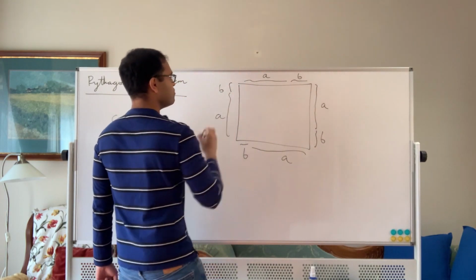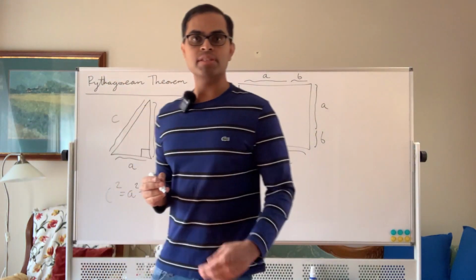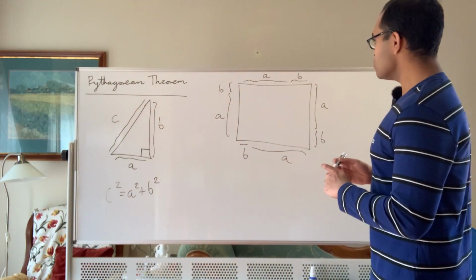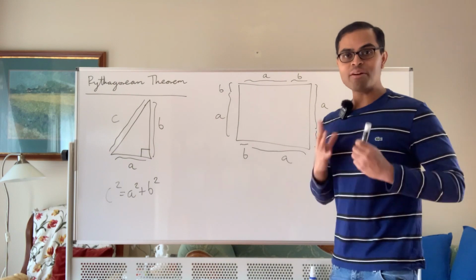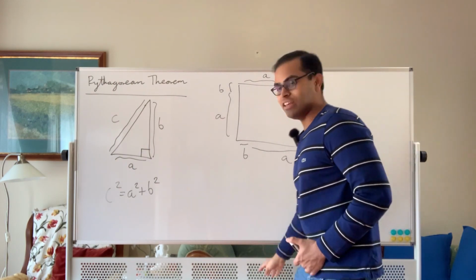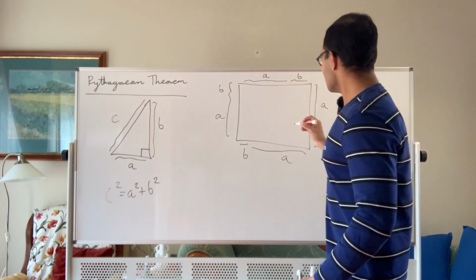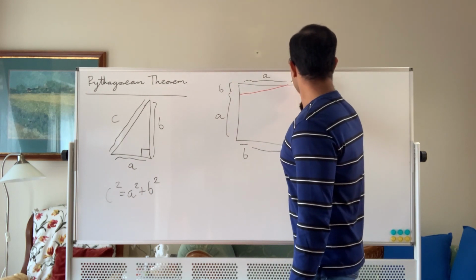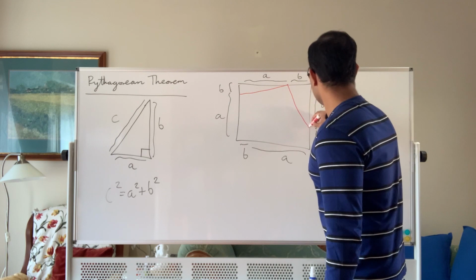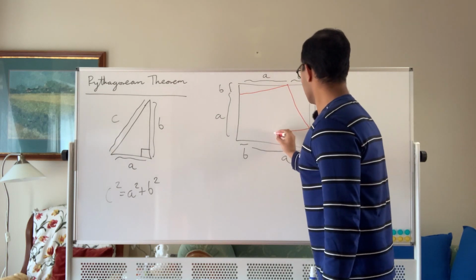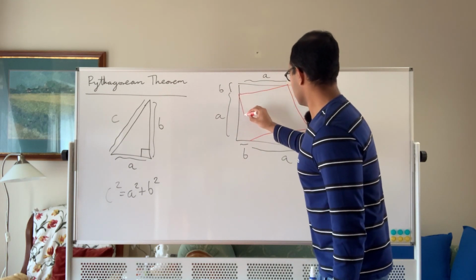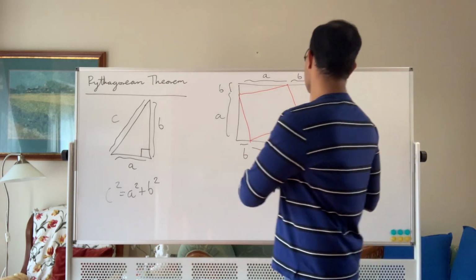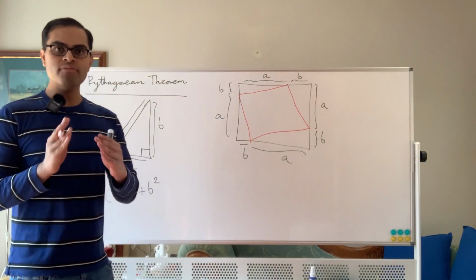Okay, so I've drawn a square where the side length is a plus b, and what we can do is draw a square inside this square, and that will basically be the proof of the Pythagorean theorem, which is really cool. So the square is going to look like the following. We're going to put this length here, then we're going to put this here, and this here, and this here. Now my square isn't a perfect square, but you sort of get the idea.